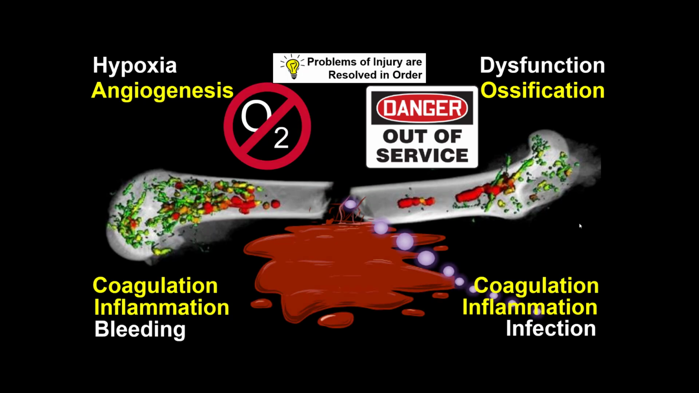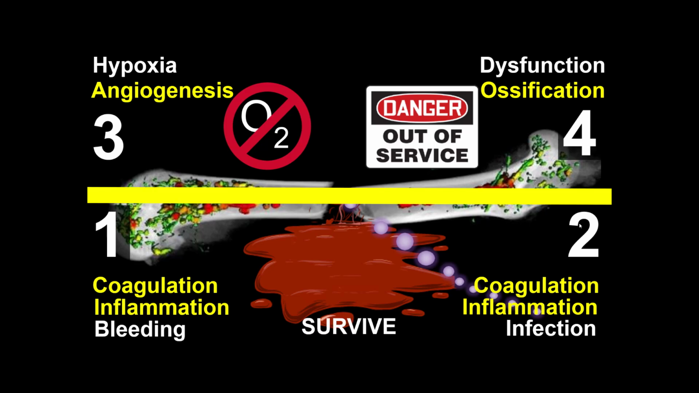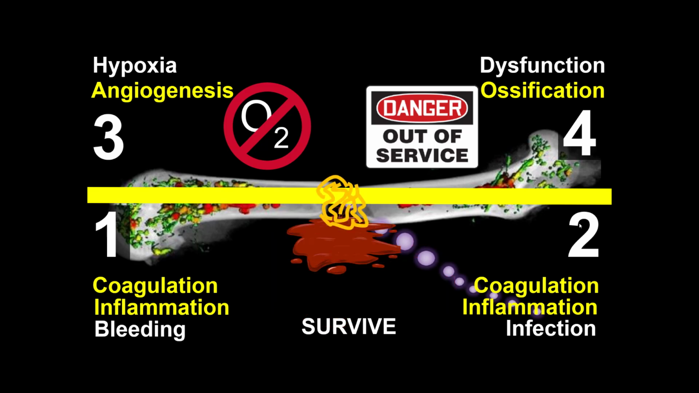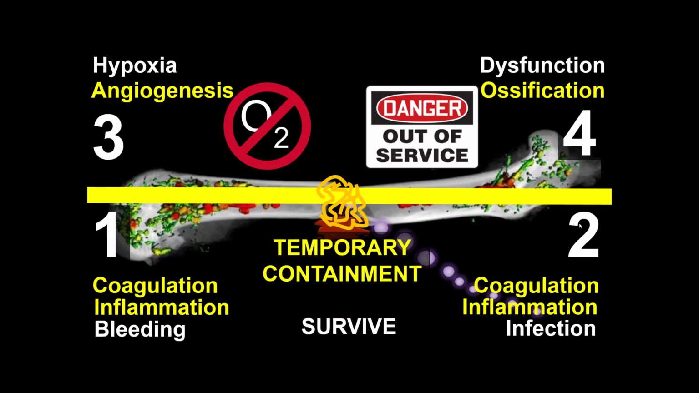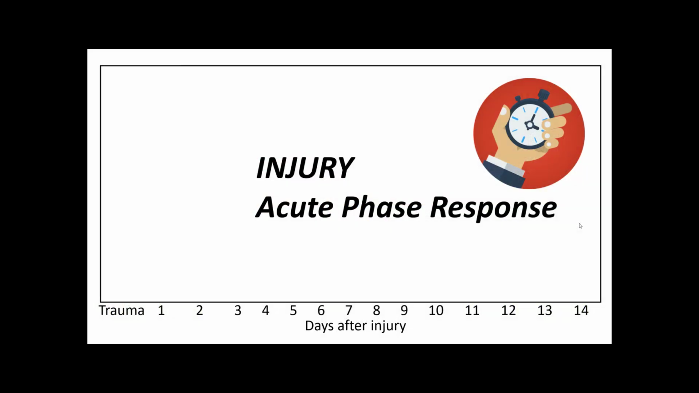A really important part about this is all of these problems are resolved in order. First, we make sure that we stop bleeding and achieve hemostasis. Then we stop infection. Then we move on to tissue angiogenesis and then maturation. This allows us to group the acute phase response into 2 specific phases. We have a survival phase where we have temporary containment, and we have a reparative phase that leads to a permanent solution.